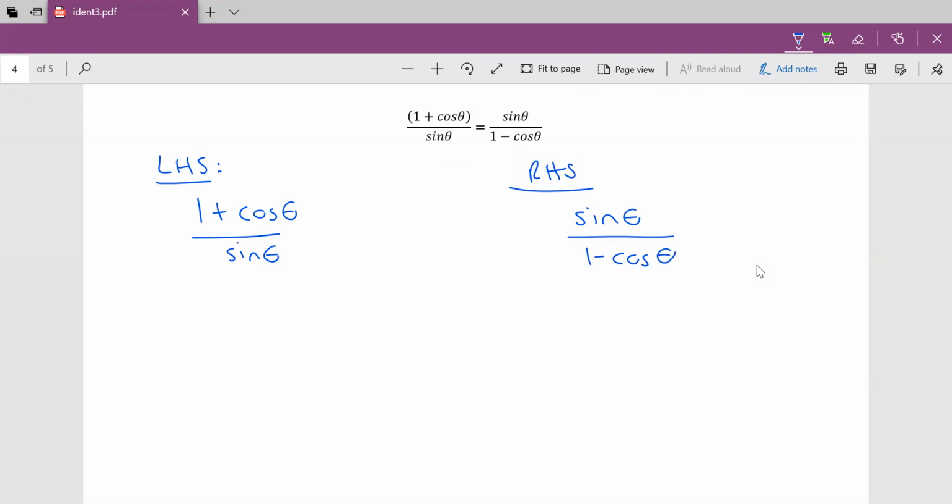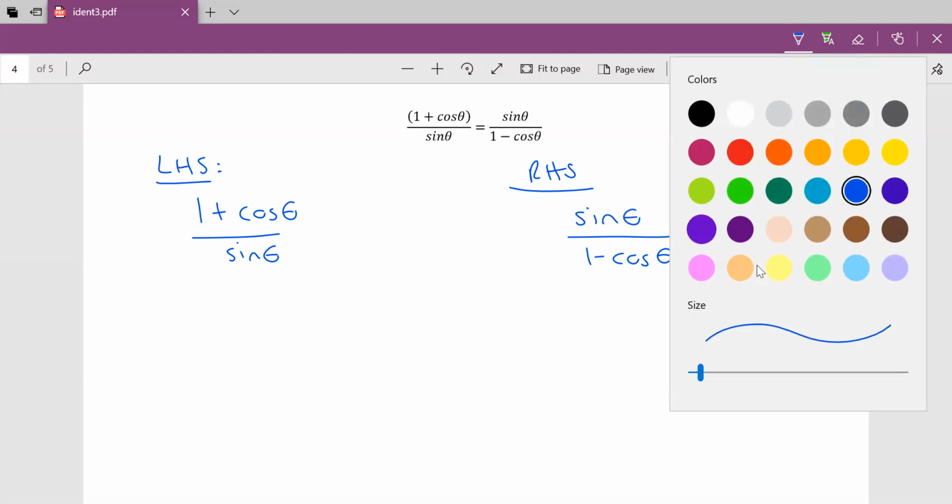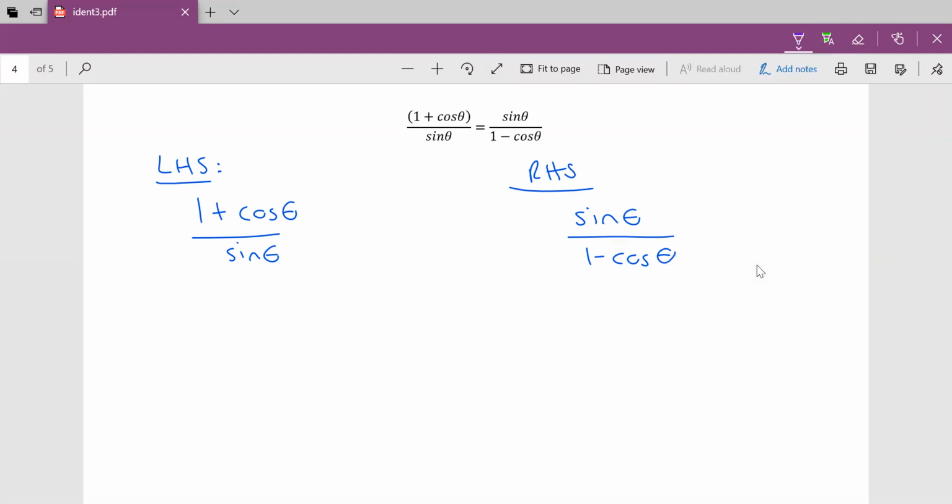I need to make an identity. I don't see it. What I really want to see is 1 plus cos squared or 1 minus cos squared. That's what I want to see because as we saw in the last example, that's an identity. So here's what I'm going to do. I'm going to do a bit of a ninja move. Let's go bright purple for my ninja move. I'm going to multiply this by 1 in a super sneaky way.